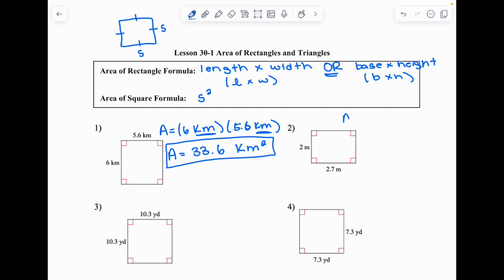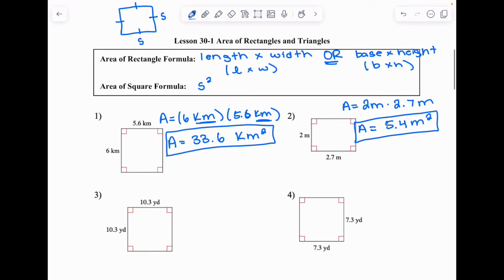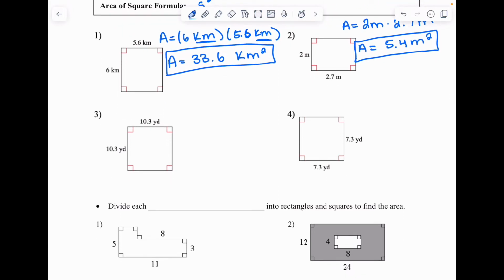In number 2, I'm going to multiply 2 meters times 2.7 meters. And plugging this into a calculator, I will get 5.4 meters squared. In number 3, I have a square, because notice how the length and the width are 10.3 yards. So because I'm multiplying those two together, I can just say that this area is 10.3 yards squared. And that'll get me an area of 106.09 yards squared.